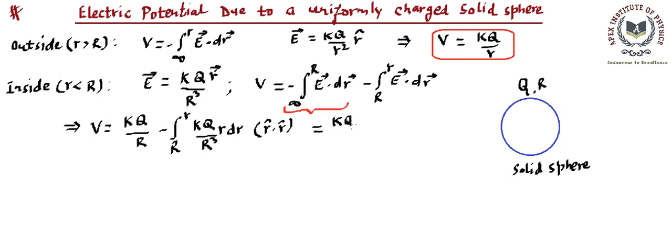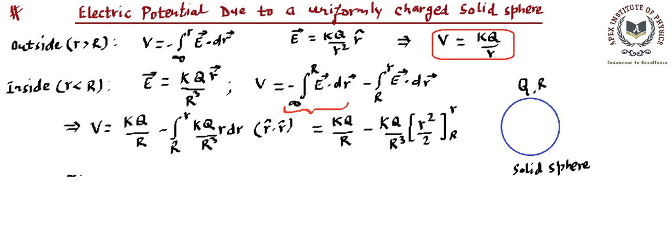So the first term is kq upon r as such, minus, from the second we can take the constants out, which is kq upon r cube. These are the constants, and the integration will be of r dr. We know the integration of r leads to r square by 2. So this integration is going to be r square by 2, having limits running from capital R to small r.